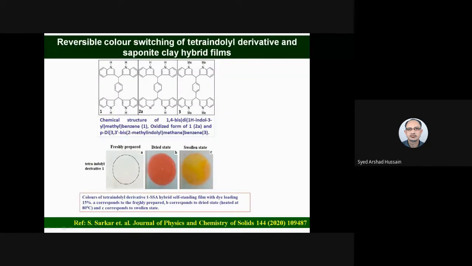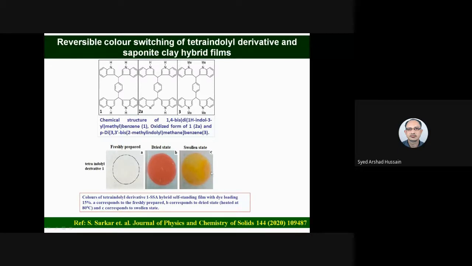This is another example, of an indolyl derivative and saponite clay mixture. Initially, you see this is colorless. When it is dried, it is red, and when swollen, this is yellow.